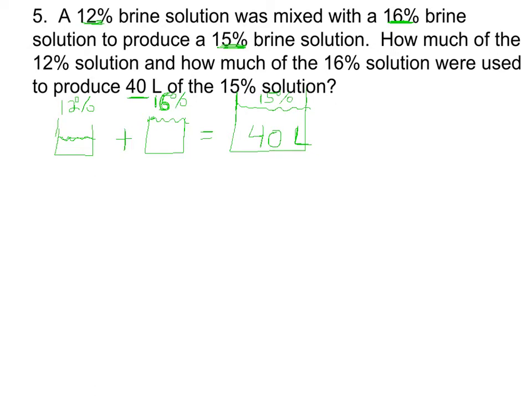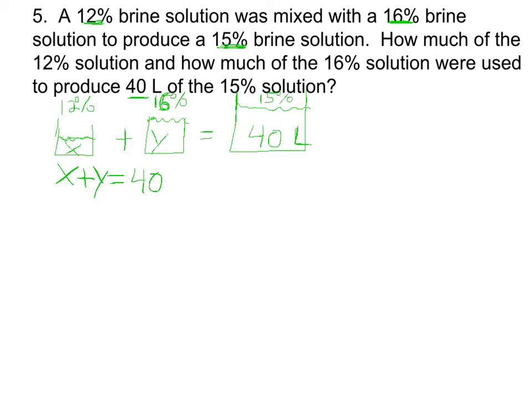So what I need to find is how many liters do I have of the 12% and how many liters do I have of the 16% solution? So the quantity of the liters is the unknown, the x and the y. Now, let's look at that right here. If I'm just dealing with liters, this really gives me my first equation, x plus y. When you mix these up, it gives us 40 liters. So that's our first equation, x plus y equals 40 liters.